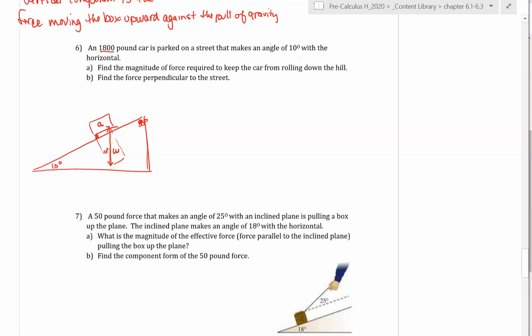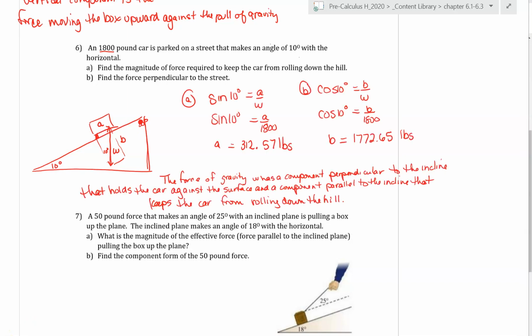To keep the car from rolling down the hill would be A, and then B would be the component of that force that is perpendicular to the street. Go ahead and pause the video and give it a try. Okay, so there you go.